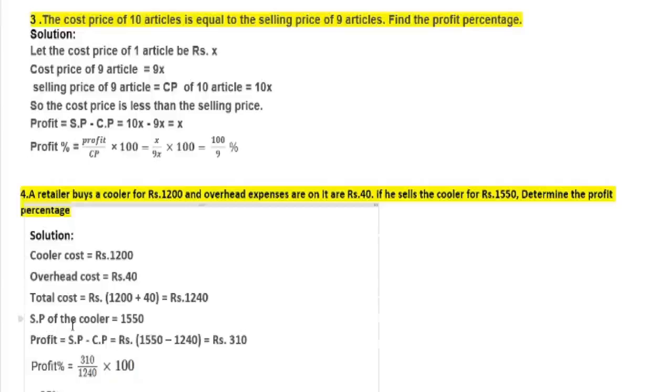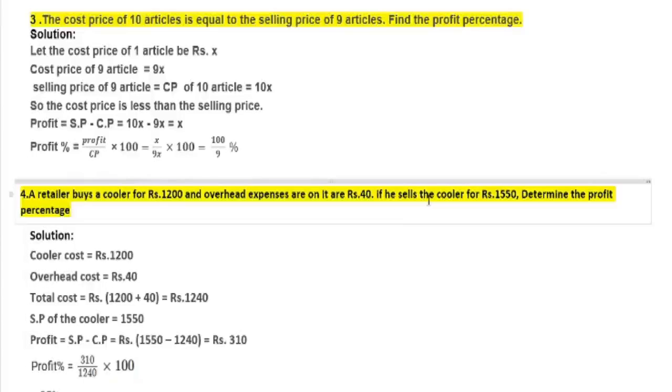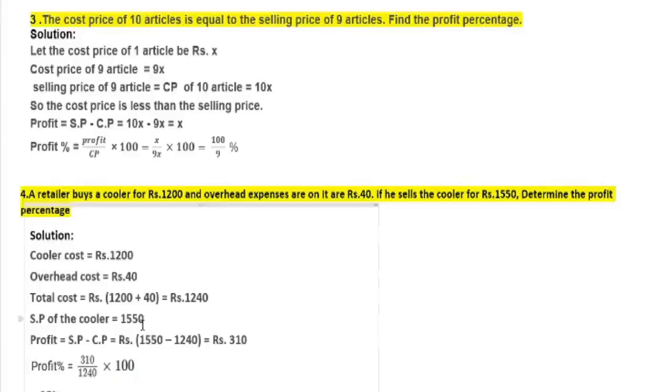Now you find the SP of the cooler. The SP of the cooler is given here, that is 1550. Now you compare CP and SP. SP is 1550 and CP is 1240. Here you can see SP is more than CP, so there is a profit. Profit is equal to SP minus CP, that is 1550 minus 1240, equal to 310.